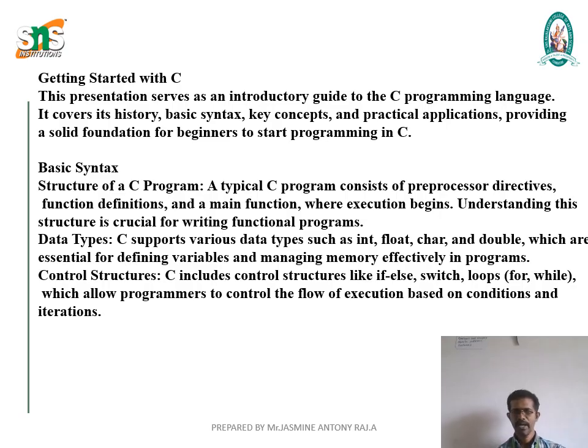So here we have different types of control structures. If else is one control structure, switch is one control structure, and then loops, where we can have different types of loops, that is a for loop and a while loop. So these are all defined as control structures, which we can use to get the output based on the particular conditions we give to the system.